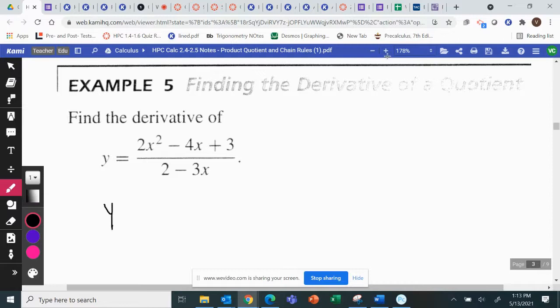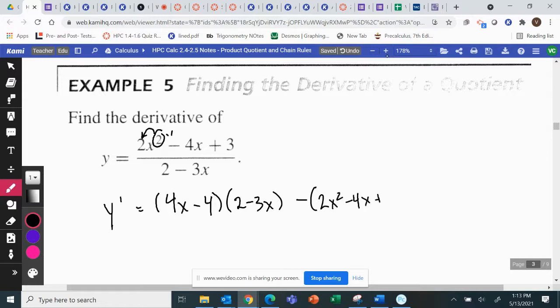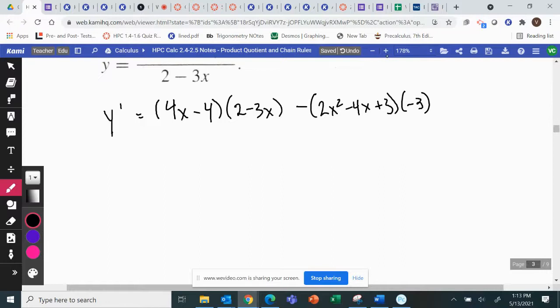Okay, so we're going to take y prime, and we're going to take the derivative of the top. On top, we've got multiple terms here. My first term, I'm going to take that 2, multiply it, and then subtract 1 off of it. So we get 4x minus 4 plus nothing, multiplied by g, 2 minus 3x. Subtract, we take the top, 2x squared minus 4x plus 3, and multiply that by the derivative of the denominator, which is negative 3. And then all over 2 minus 3x squared. So that'll be my first step.